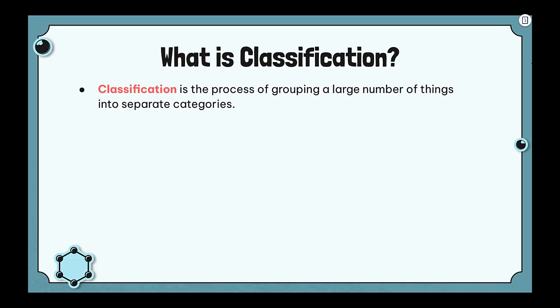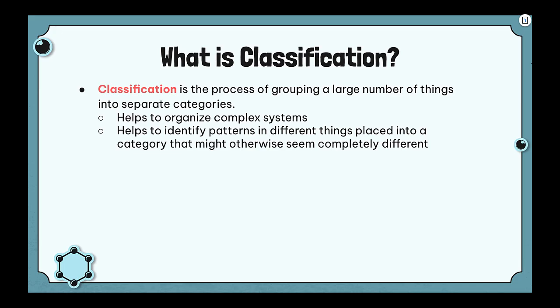Classification is the process of grouping a large number of things or ideas into smaller, separate categories. This process helps us to organize large, complex systems of information into smaller things that we can better keep track of, and it also helps us to identify patterns in those large groups of things. Those patterns are things we might not normally have been able to see without the classification process that we went through.